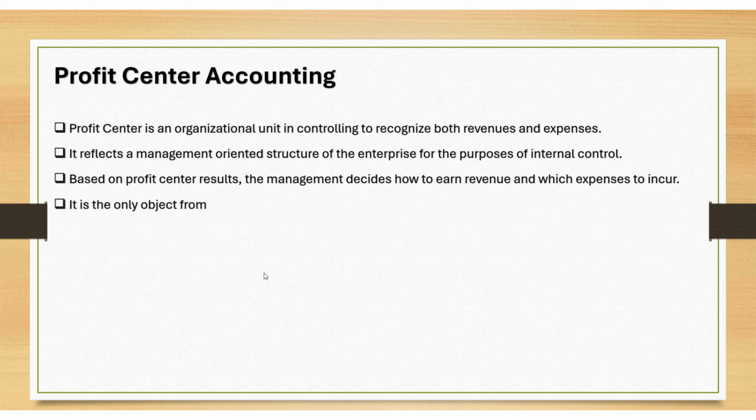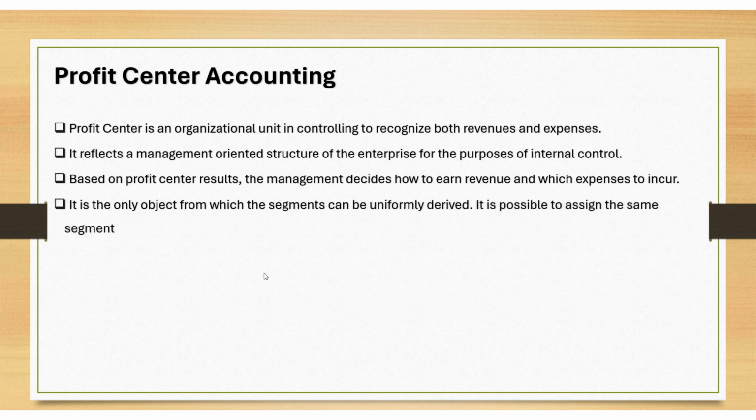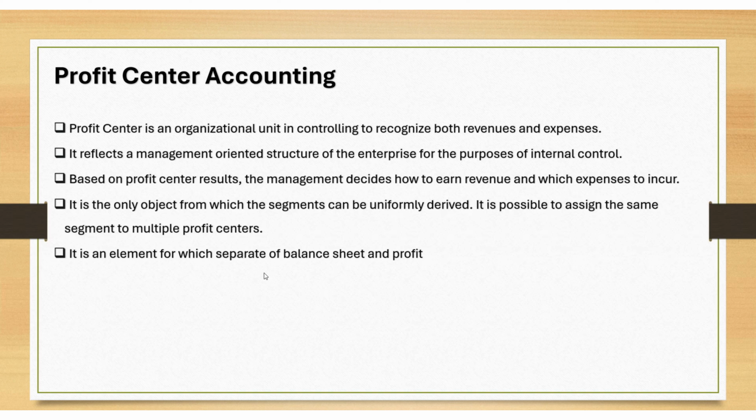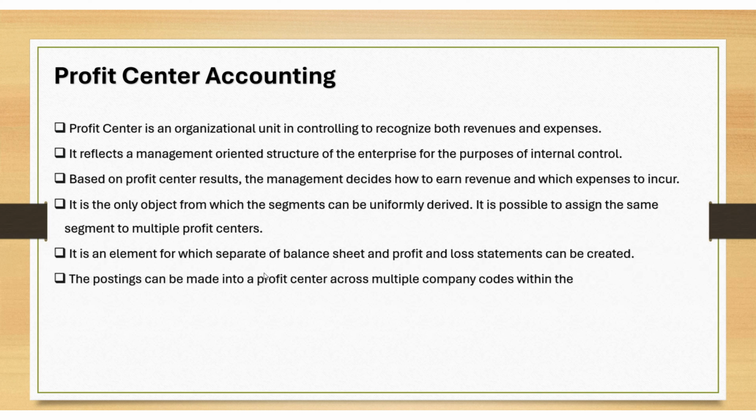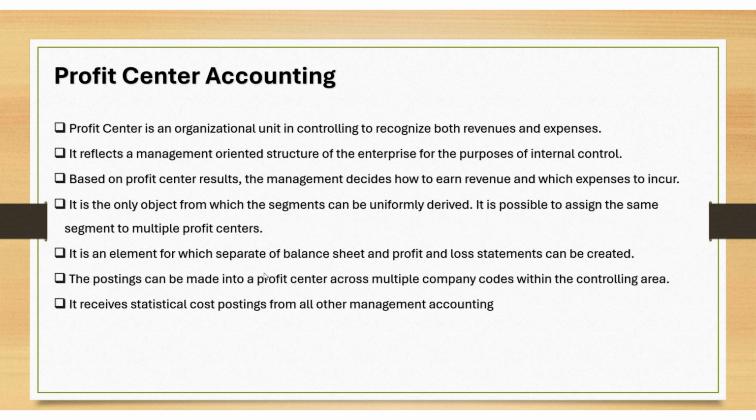It is only the object from which the segments can be uniformly derived. It is possible to assign the same segment to multiple profit centers. It is an element for which separate balance sheet and profit and loss statements can be created. Postings can be made into a profit center across multiple company codes within the same controlling area. It receives statistical cost postings from all the management accounting components. It is integrated with the universal journal. So that's the definition of profit center accounting.